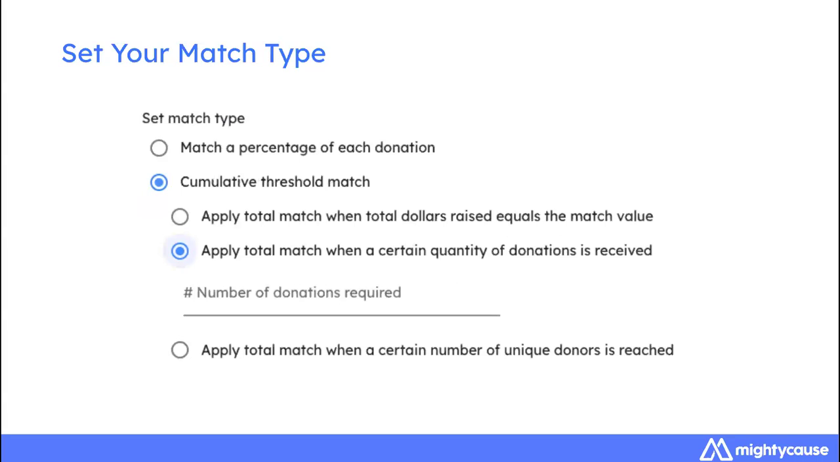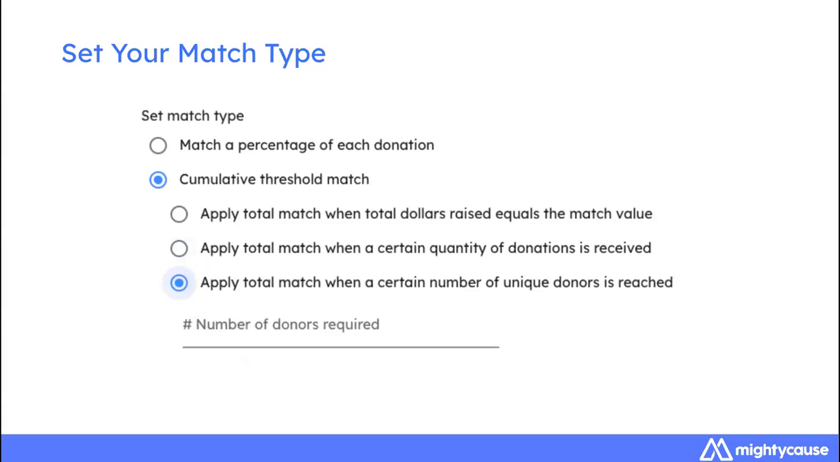Apply total match when a certain quantity of donations is received. This option creates a match that is based on the number of donations you receive. For example, you can set up a match that will only be fulfilled once you receive 20 donations. Please note, this is not based on unique donors. So if a donor donates twice, that is considered 2 donations towards your match.